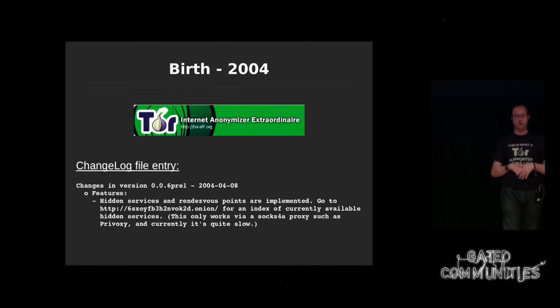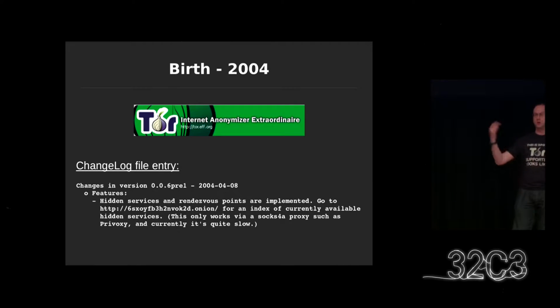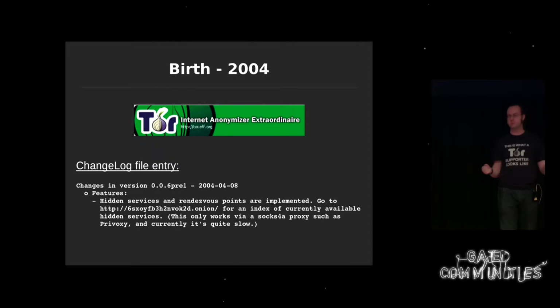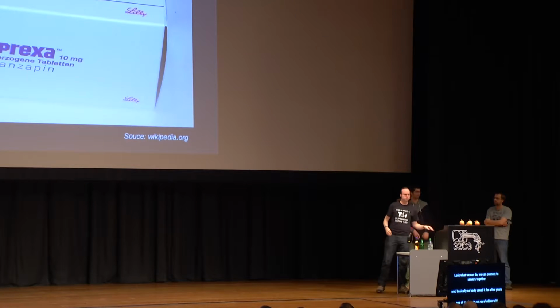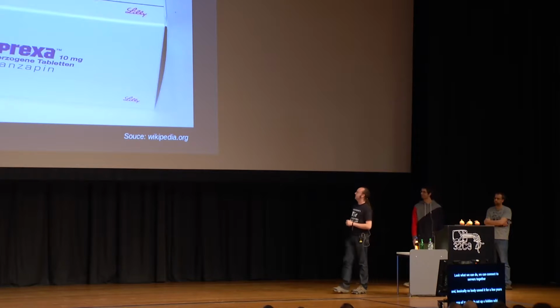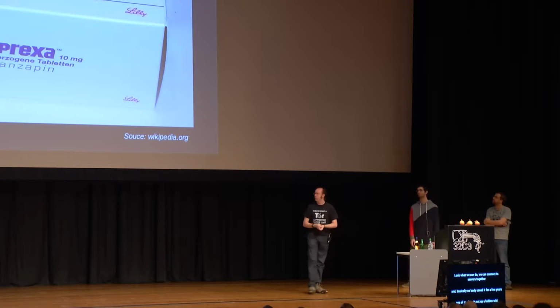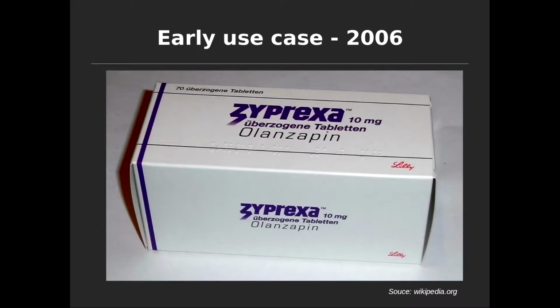One of my friends set up a hidden wiki where if you run an Onion service, you can go to the wiki and sign up your address so that people can find it. And there were some example services. But for the first couple of years, it basically wasn't used, wasn't interesting. The first really interesting use case was the Zyprexa documents. This was in 2005, 2006.